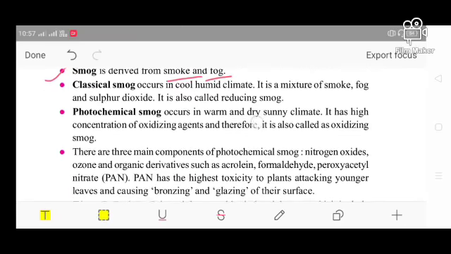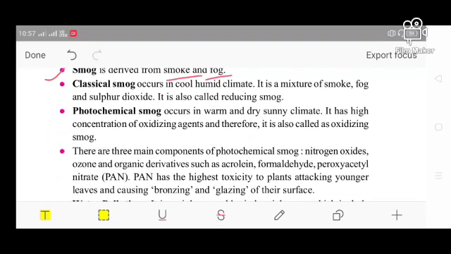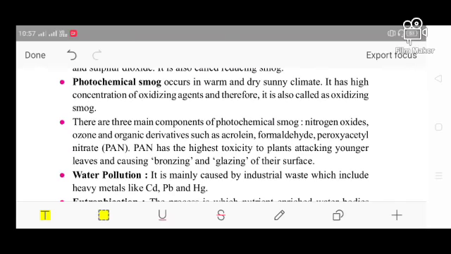Okay, another one is classical smog generally. So what is classical smog? It occurs in the cool humid climate. It is a mixture of smoke and fog and sulfur dioxide. So it is called the reducing smog. Okay, so generally we have to know about the classical smog. It is the mixture of smoke and fog, as well as the sulfur dioxide. So you can say it is a reducing smog.